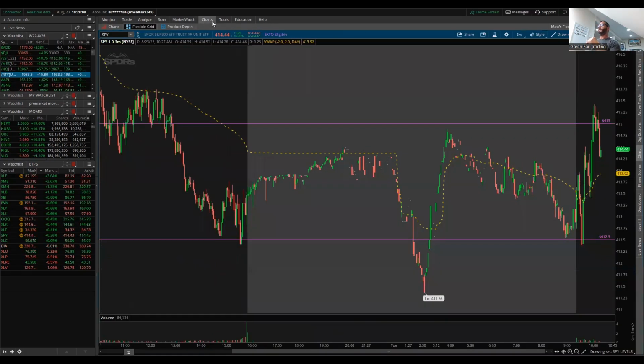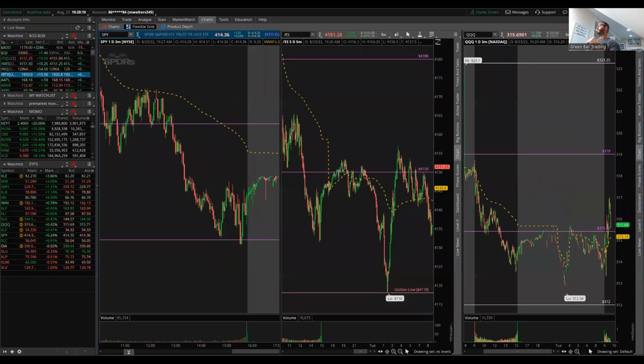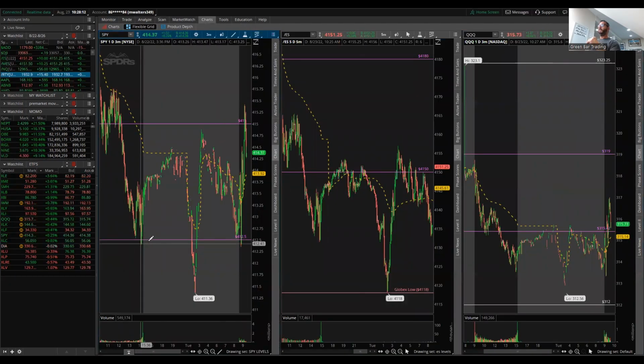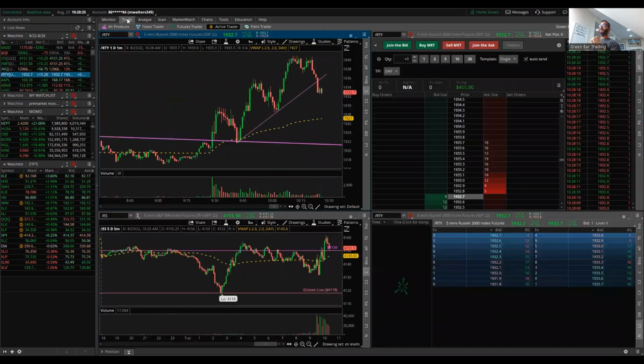Like I said here, we have that inverse head and shoulders that was forming on all the markets. So the SPY, the futures for the SPY, the ES, and also on the Qs. That's what I was doing, trading the patterns.